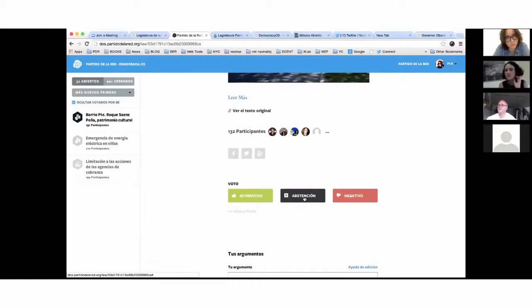And the abstention is an interesting feature of the platform because I can't vote. You're taking an action to say that you cannot take an action, you cannot vote. And it normally happens when the bill lacks information, and it's happening a lot.